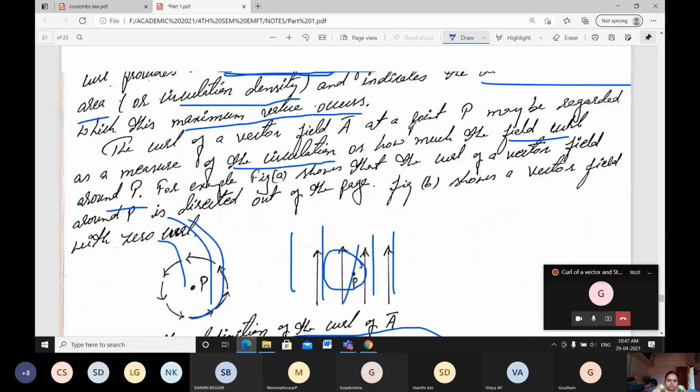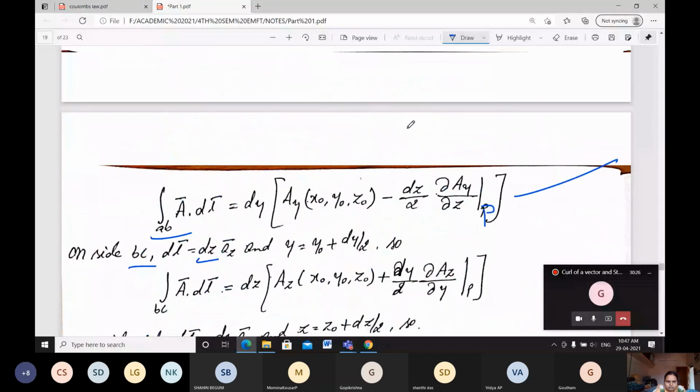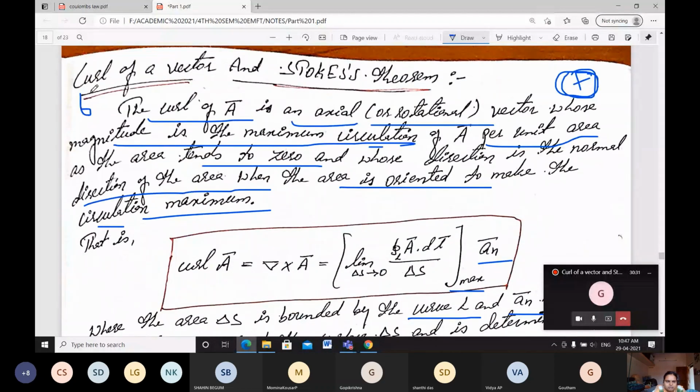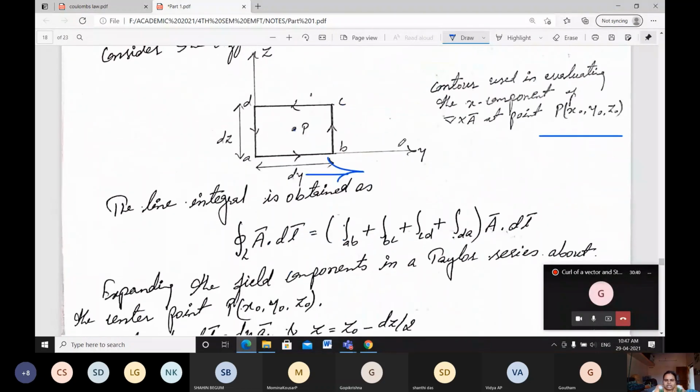This topic is important: Stokes theorem and curl of a vector. This will be asked for 6 marks. First, you have to define what you mean by the curl of a vector. Then write the equation. After writing the equation, take an example of any two varying components where our curl should obey the definition. Then take the equation for vector A with the displacement, that is the line integral equation.